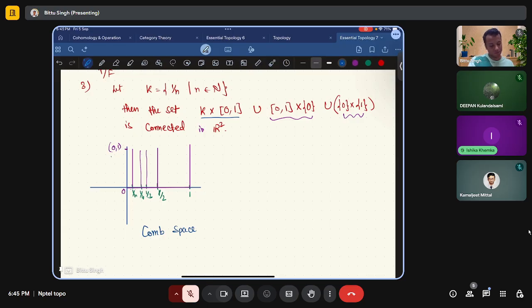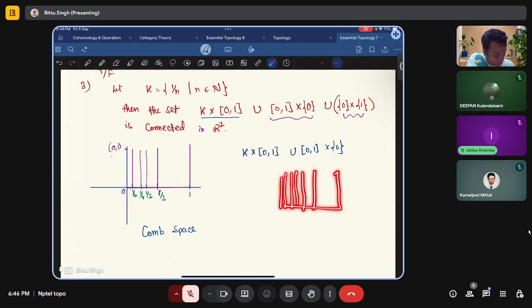Let us try to see. If we remove this point, will it be connected? K cross [0,1] union closure of [0,1] cross 0. Now it is easy to see that this space is same as this, with this kind of thing. It will become dense. So it is easy to see that this space is connected.